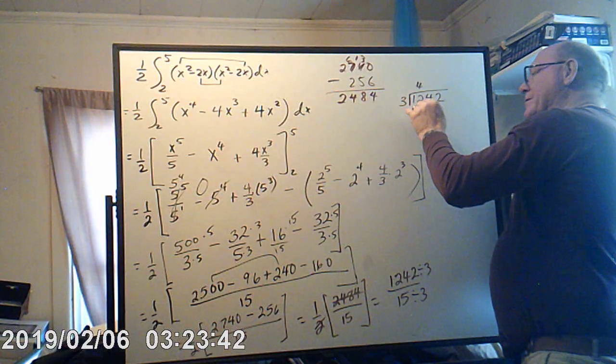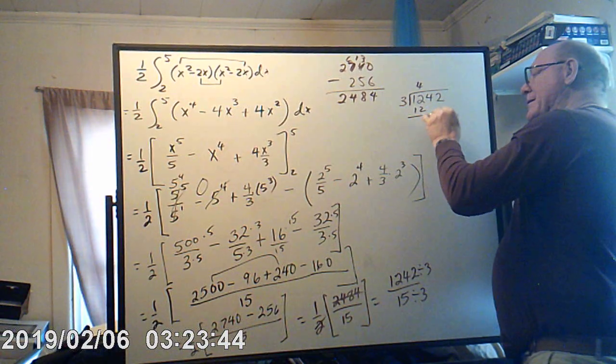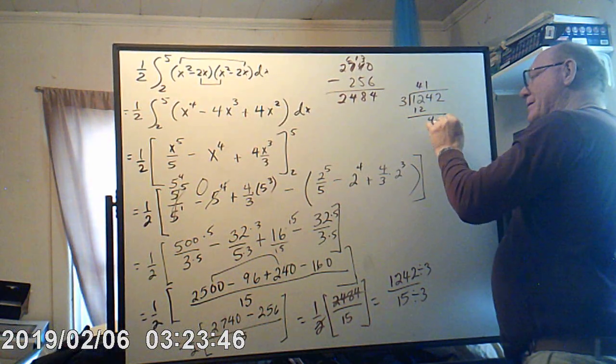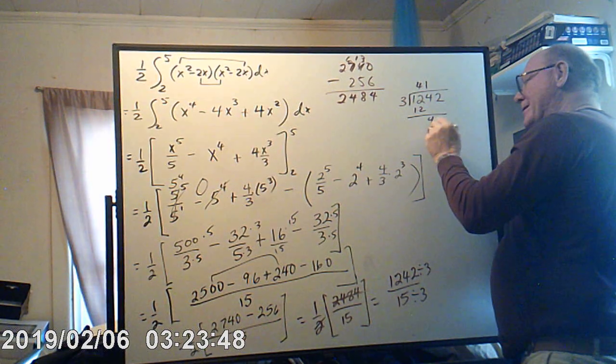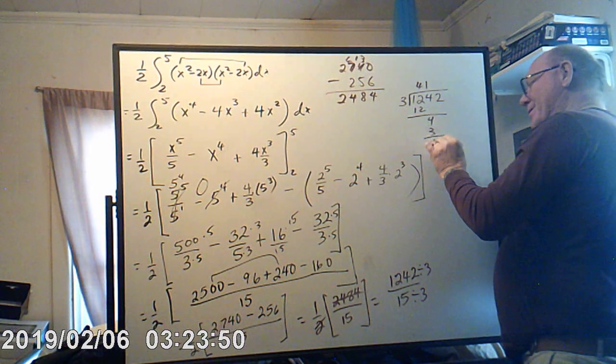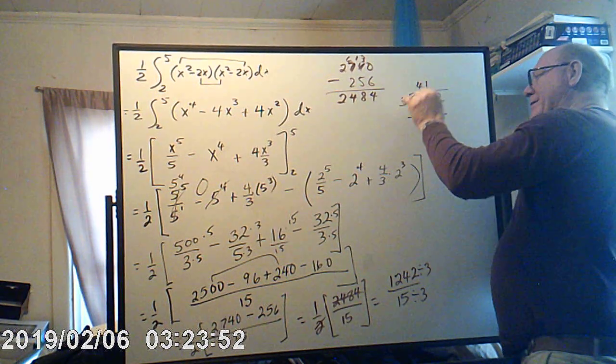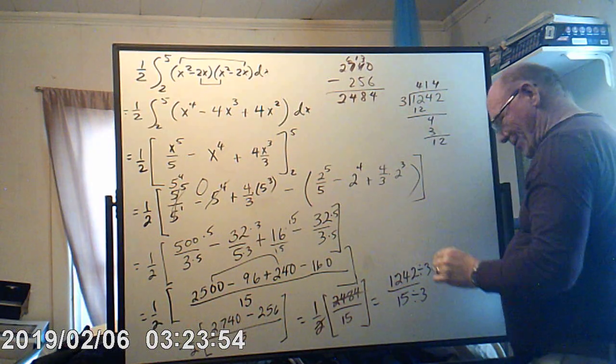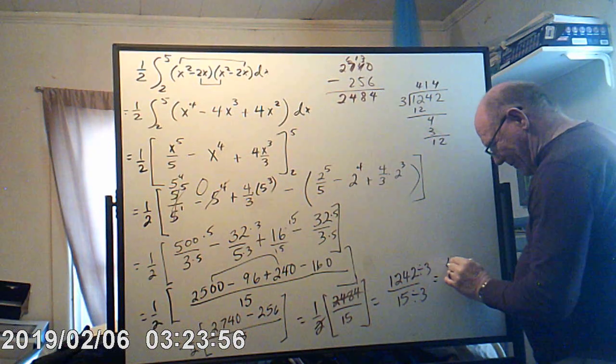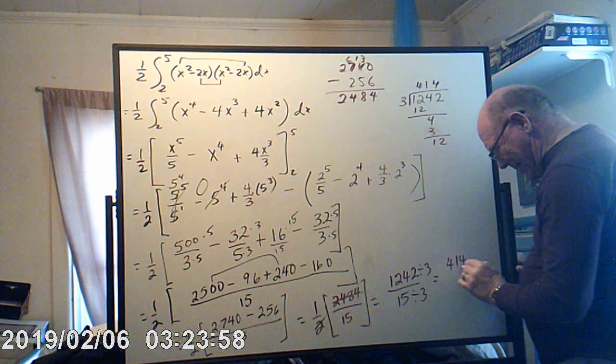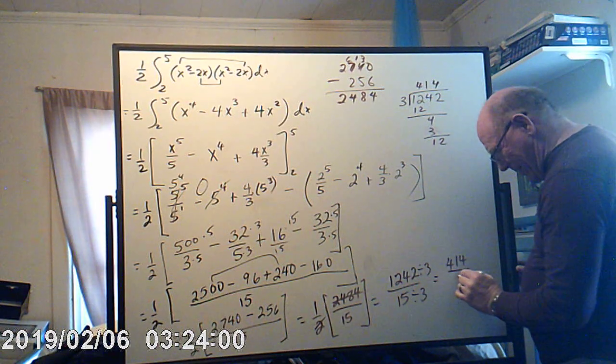3 times 4 is 12. The 4 looks good. 4 times 1 is 4. Oh, 1 times 3 is 3. There we go. Boy, look at me do that. 3 times 4 is 12. It is 414. 414 over 15 divided by 3 is 5.